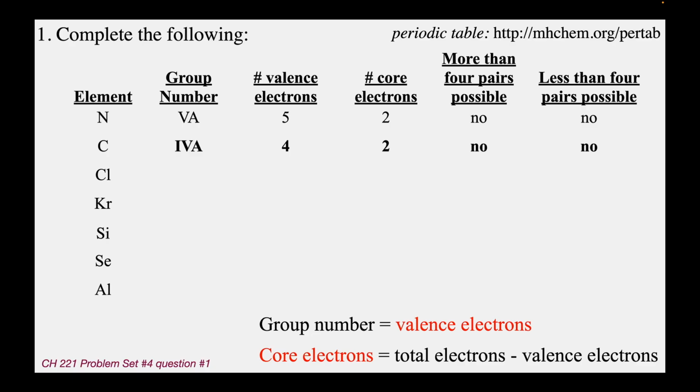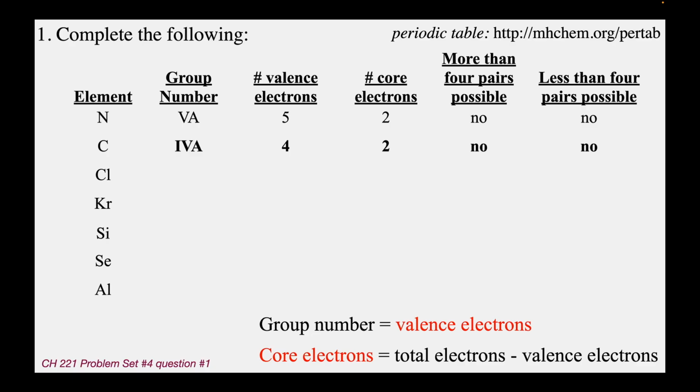Carbon cannot make more than 4 pairs. It is not third period and lower, and it will not make systems with less than 4 pairs. It's not aluminum, boron, beryllium, stuff like that. So notice that there are some similarities between carbon and nitrogen. They have different valence electrons, but they have the same core electrons, and they can't make more or less than 4 pairs. They'll always make 4 pairs.